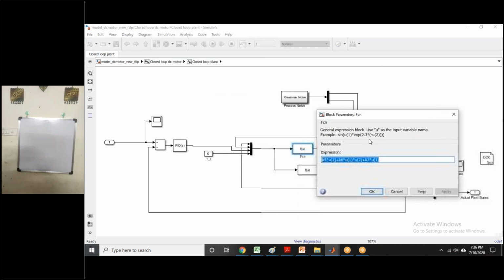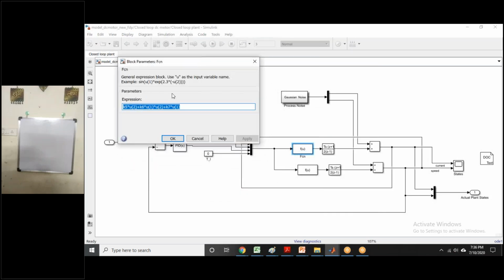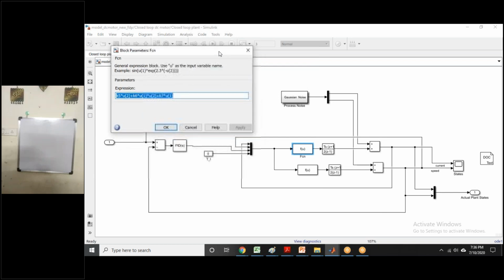I will show you how the plant is. Why am I saying it is non-linear? Because you can see that there is a product of two states here. Can you see the two states, or is it very tiny to see? You can see the product of two states. The U1 and U2 are the two different states. So there is a product term. That's why it is non-linear.